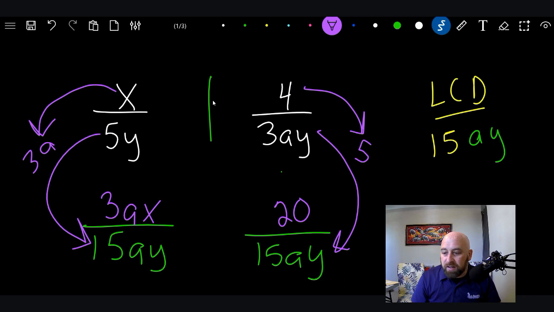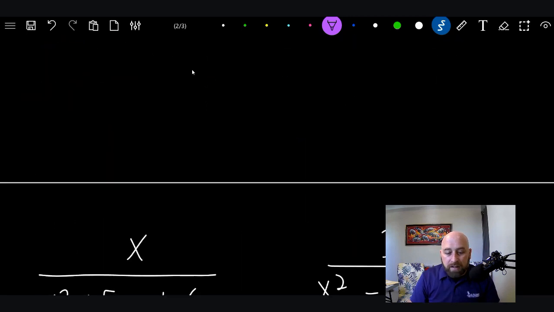That process is there on page 326 if you want to follow that in your book. All right, next one.